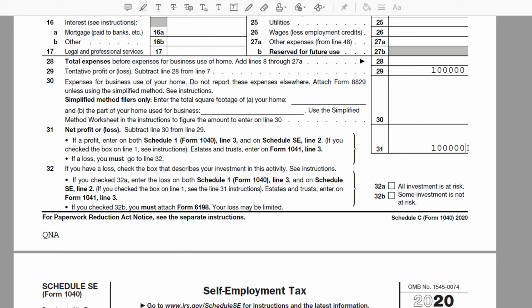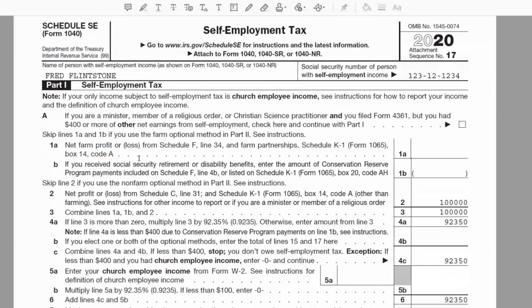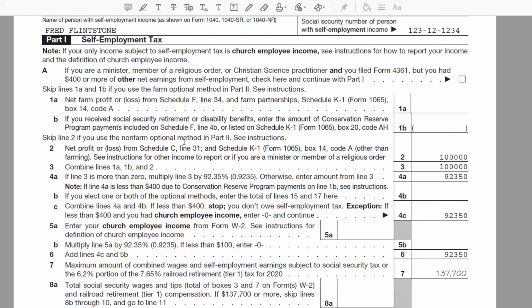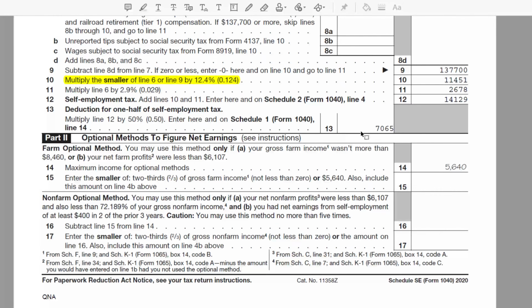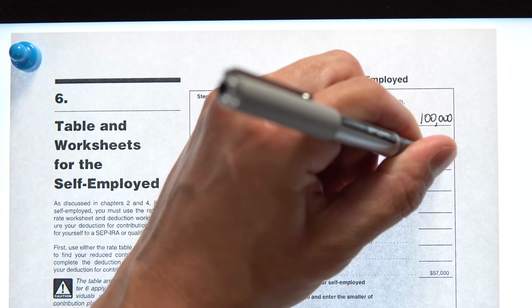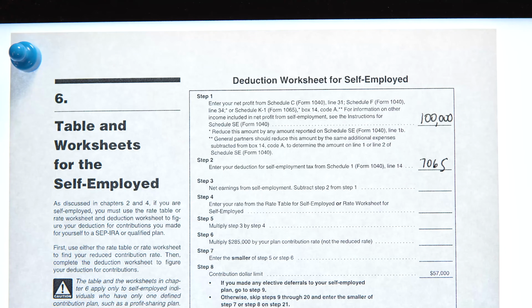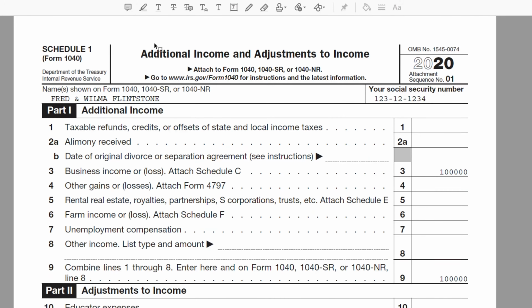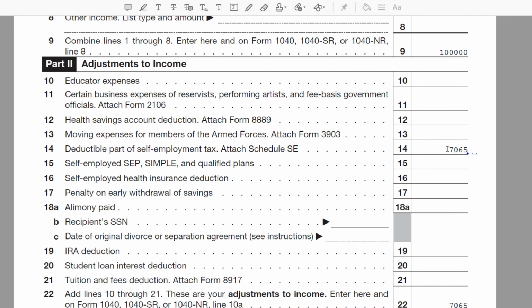Now, the next number that we're going to want to pull is entering your deduction from self-employment tax on Schedule 1, line 14. It's also on your Schedule SE, your self-employment tax, and it's going to be right here at the bottom at $7,065. So I'm going to put that in there, $7,065. But we can also jump up to our Schedule 1 and see line 14. It's the same number right there, $7,065. That's 1/2 of your self-employment tax.